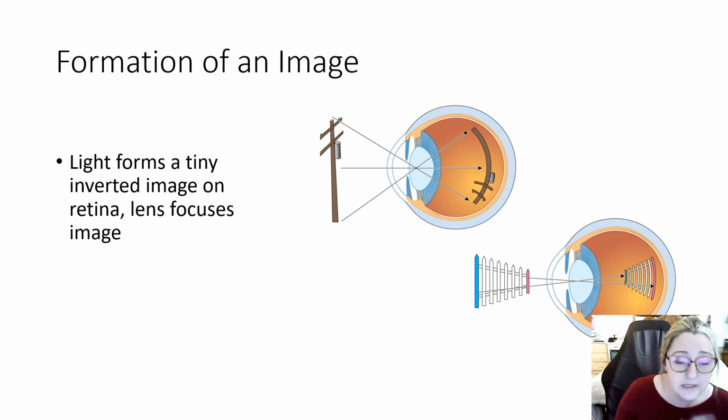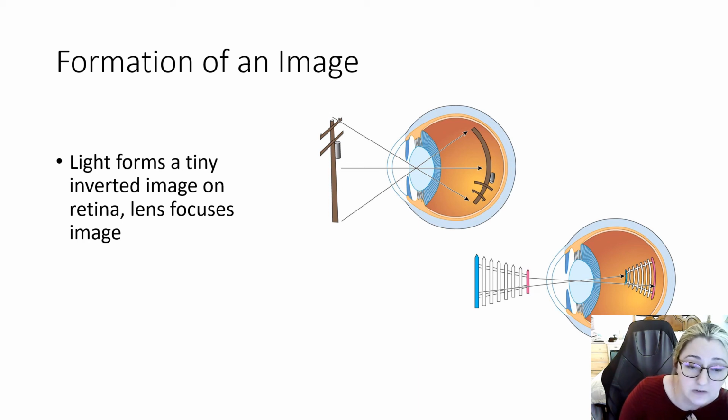So how images are formed from seeing things is that light is going to form a tiny inverted image on your retina, and then the lens is going to focus on that image. One of the things I want to make sure you know is that the image that you're seeing is actually being inverted. So if it was a fence, you would be seeing it kind of backwards, and this post up here, you would be seeing it upside down.